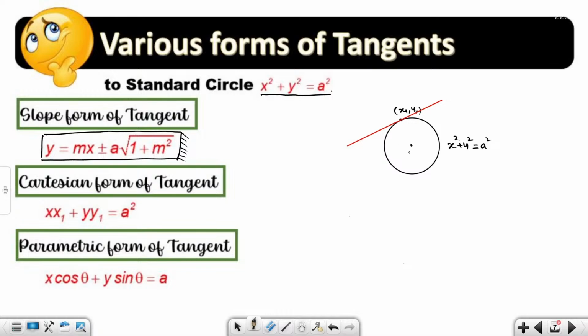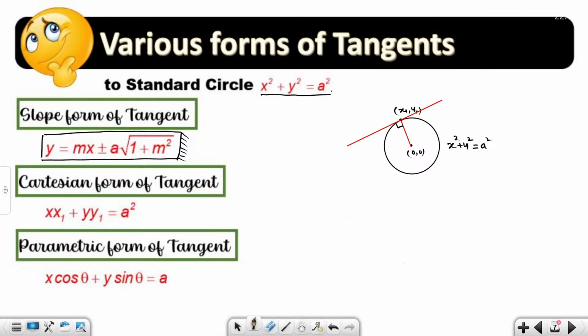Okay, so how to do that? Well, this is our center, which is 0, 0. And if I join the center with the point of contact, then we all know that this will be 90 degrees. In class 10 you have all learned that whenever the point of contact is joined with the center, it is always perpendicular. Afterwards, we will learn that this is nothing but the normal of a circle. That we will learn later on, not now.